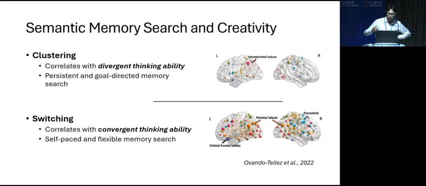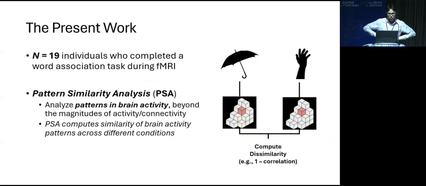And there's past work from Marcela, who is here at the conference, which has looked at the link between clustering and switching and creativity. To highlight very briefly some findings, clustering seems to correlate with divergent thinking ability and to reflect a more persistent and goal-directed memory search, while switching correlates instead with convergent thinking ability, possibly reflecting a more self-paced, flexible memory search. And importantly, both of these memory search modalities have a distinct relationship with brain connectivity. We want to follow up on this line of research.